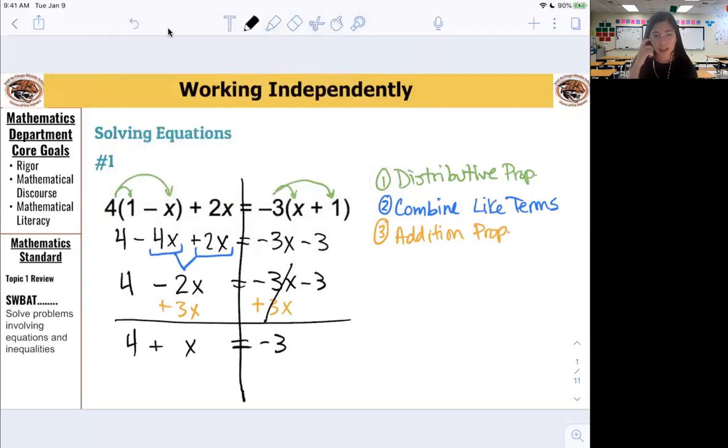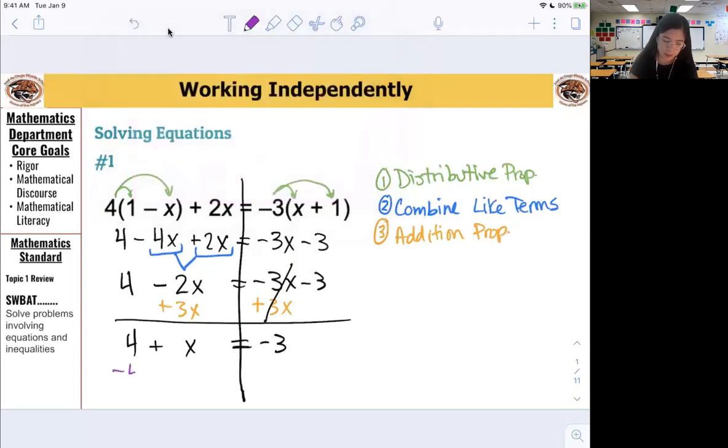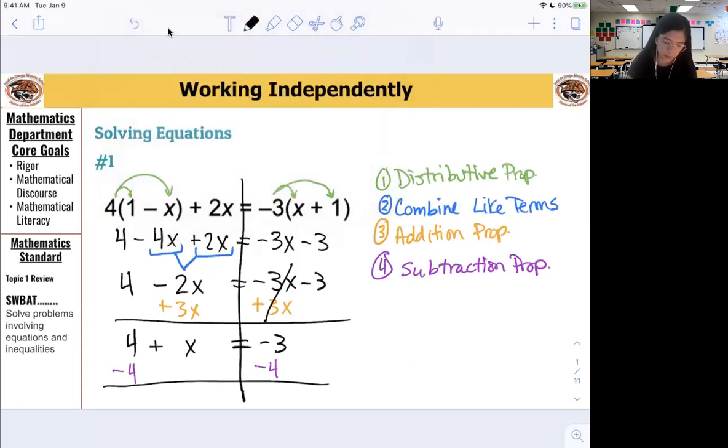And so my last step to get x by itself is to move the 4 to the other side. And I'm going to do that using my subtraction property, because again, you always want to do the opposite. So this is subtraction property. Since my 4 was originally positive, the only way to remove it is by subtracting. Then negative 3 minus 4, be very careful, negative 3 minus 4 only gets me even more negative, so my final answer is negative 7.